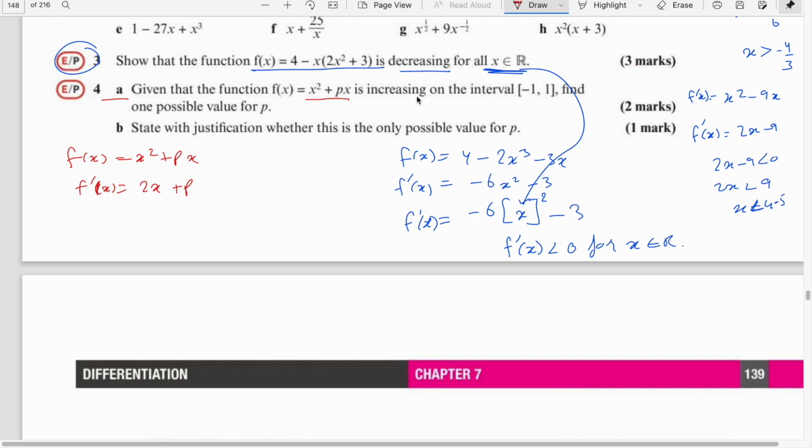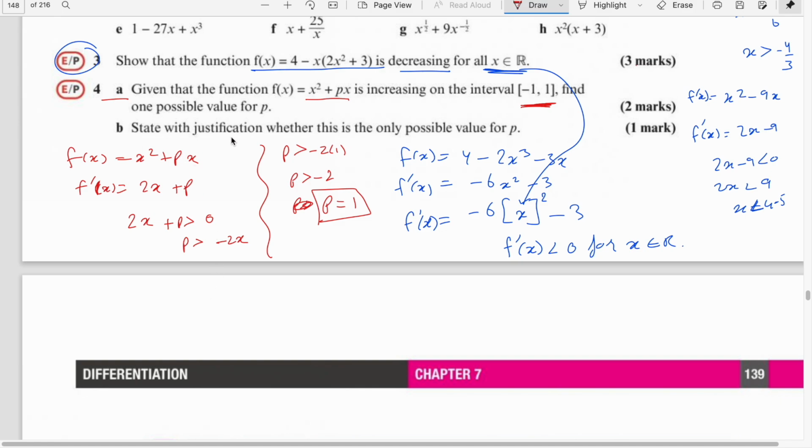and it is an increasing function, which means that it is positive from minus 1 to 1. So if I say 2x plus p is greater than 0, so p should be greater than minus 2x, and we have the values of x which are minus 1, 0 and 1. So place any value. I'm using positive 1. So p is greater than minus 2 into 1. So one possible value of p could be greater than minus 2. So any value, let's say that is 1.